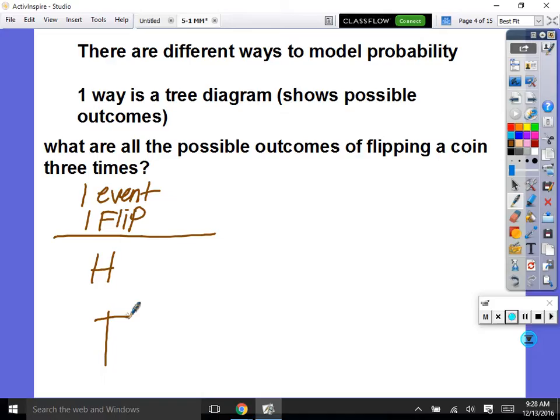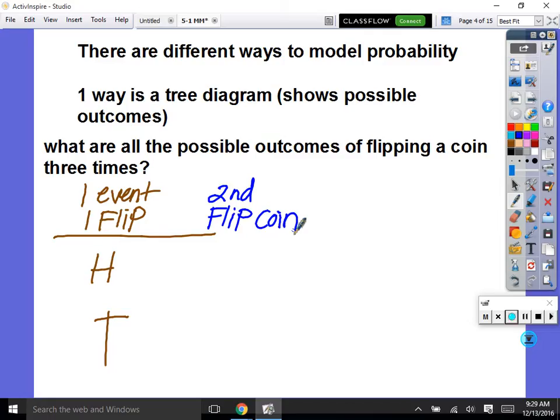Now let's go on to our second event. It's flipping the coin again. So flipping a coin again, we're flipping 1 coin again. Now we're going to make a tree diagram.